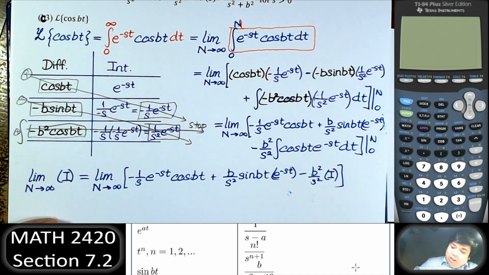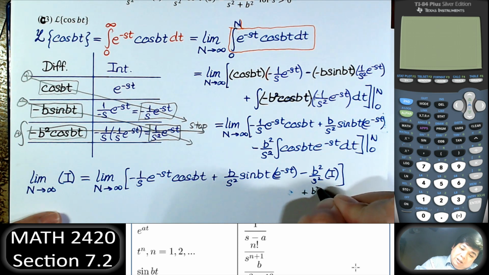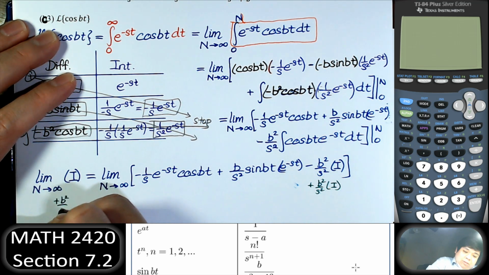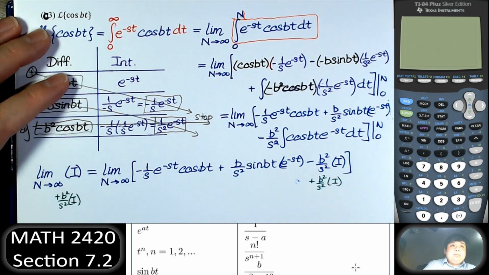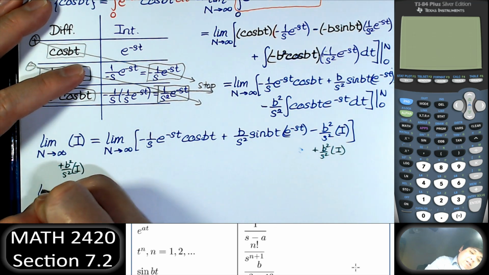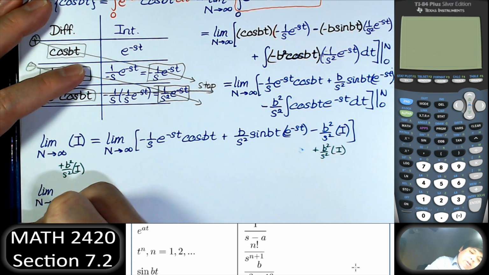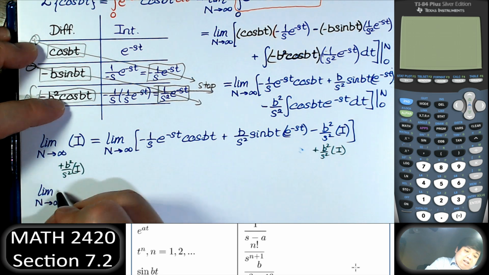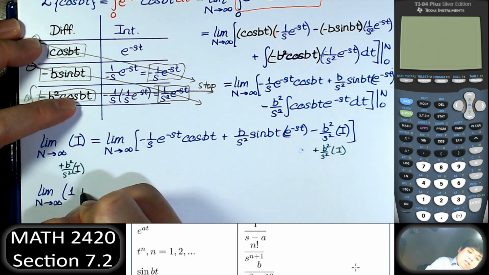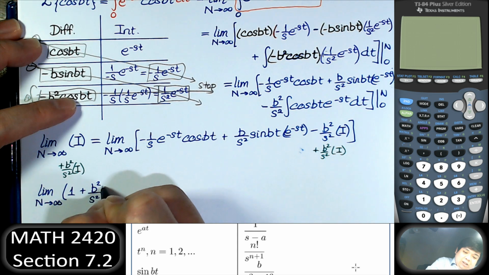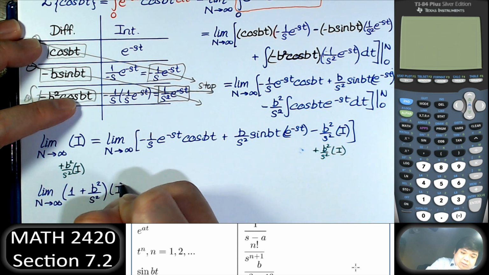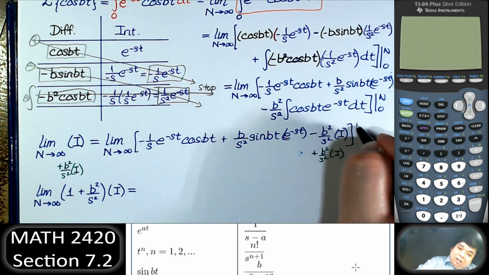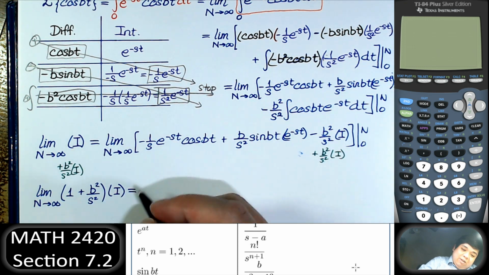Now what I can do is add that on both sides. So we have the limit as n goes to infinity. When we add those together and factor out the I, we have 1 plus b squared over s squared times I equal to, so we subtract that on both sides. That's gone, so we just have this.